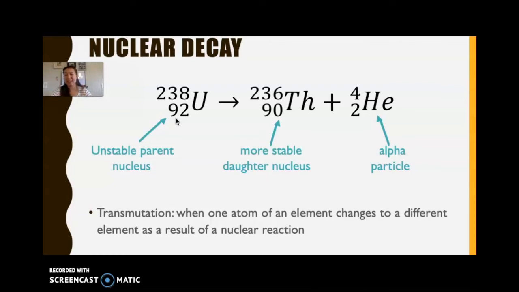Like in this case, you really can turn lead into gold, but it would take a nuclear reaction to do so. Right? This is called transmutation. Transmutation is when some sort of decay causes one element to completely change to another. That one element changes to a different element as a result of this nuclear reaction.